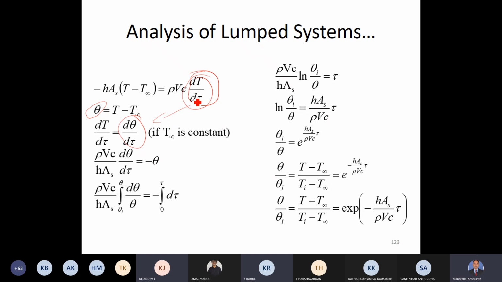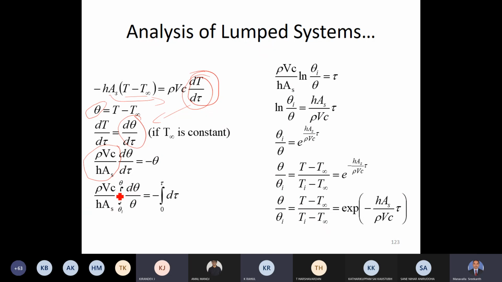So now rho V c by hAs, this is hAs, we'll bring it to the other side. Rho V c by hAs d theta by d tau is equal to minus theta. Okay. This T minus T infinity is theta, so that minus theta is there. So now this is a differential equation. To integrate this differential equation, we will have to solve it. So assuming this rho, volume, Cp, h, and area are constant, we'll bring it out of the integral.